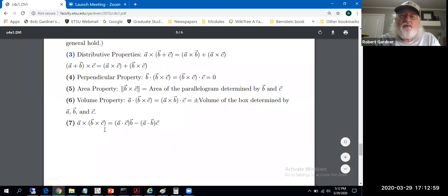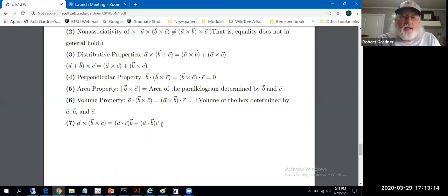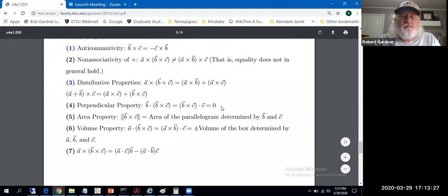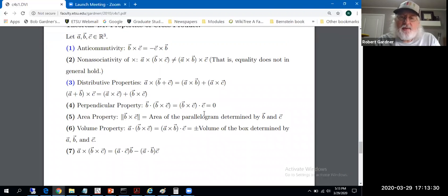We don't have associativity, so I need to give you some parentheses in there. The claim is A cross (B cross C) is given by a difference of B and C, where the coefficients of those respective vectors are determined by dot products. I'm thinking we're not going to make a whole lot of use of number 7, probably minimal use of number 6 as well. Probably the most important in terms of your future experience is this perpendicular property. The cross product is perpendicular to both of the input vectors, B and C.